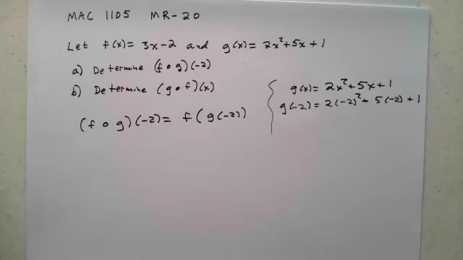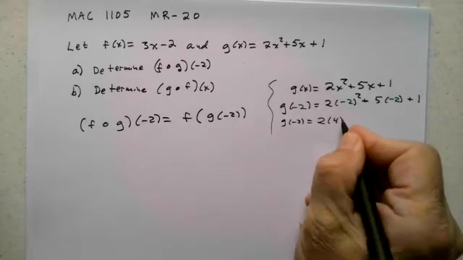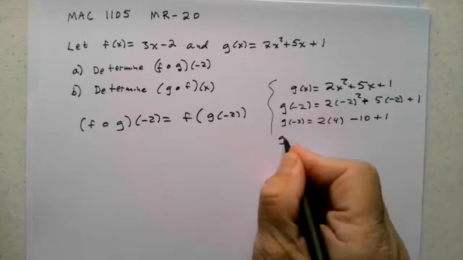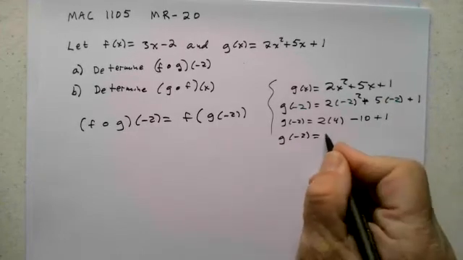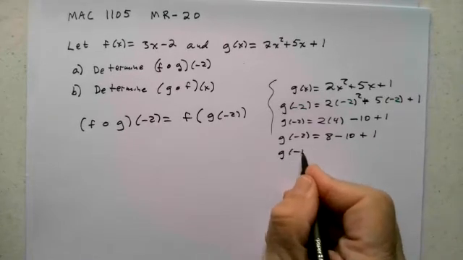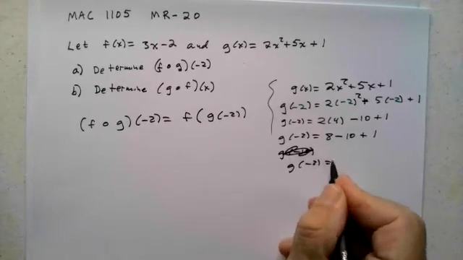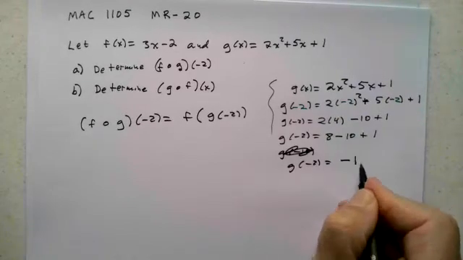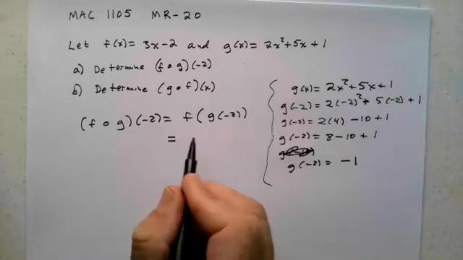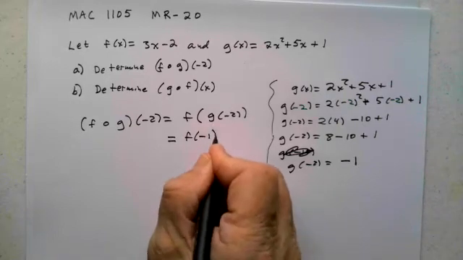And I get g of negative 2 equals 2 times 4 plus 5 times negative 2, which is minus 10, plus 1. g of negative 2 is 8 minus 10 plus 1. 8 plus 1 is 9. 9 minus 10 is negative 1. So that's what g of negative 2 is. So I can replace g of negative 2 with negative 1. So this is the same as f of negative 1.